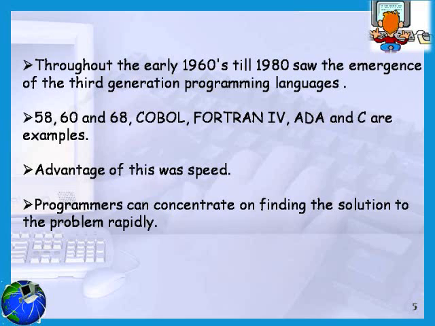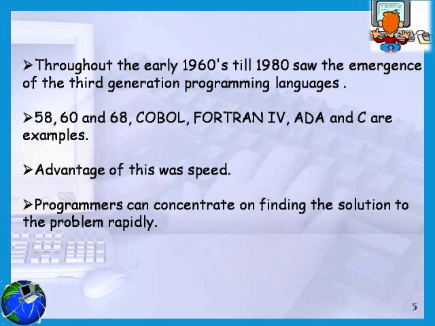The early 1960s till the 1980s saw the emergence of the third generation programming languages. Languages like Algol 58, 60 and 68, COBOL, Fortran, Ada and C are examples of this and were considered high-level languages. Most of these languages had compilers, and the advantage of this was speed. Independence was another factor, as the languages were machine independent and could run on different machines.